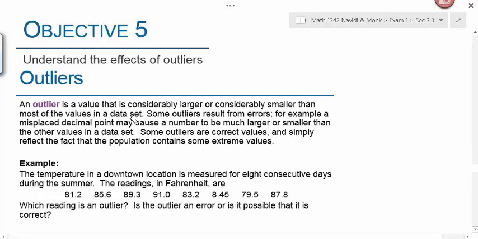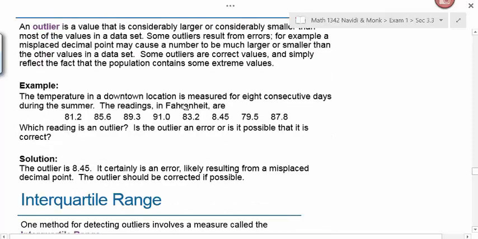An outlier is a value that is considerably larger or considerably smaller than most of the values in a data set. Some outliers result from errors. For example, a misplaced decimal point may cause a number to be much larger or much smaller than other values in a data set. Some outliers are correct values and simply reflect the fact that the population contains some extreme values. The temperatures in a downtown location are measured for 8 consecutive days during the summer. The readings in Fahrenheit are as follows.